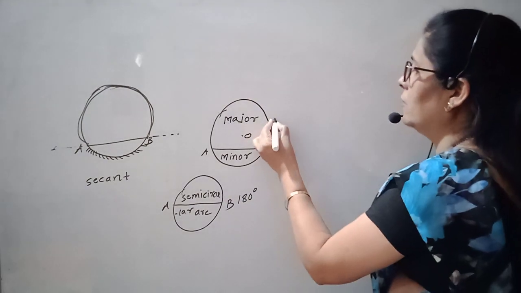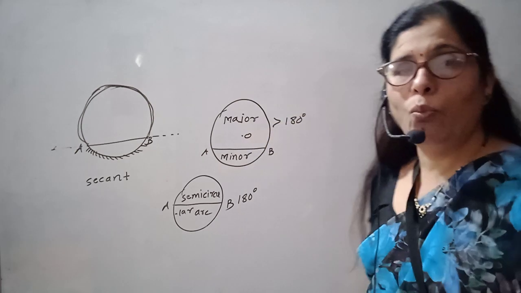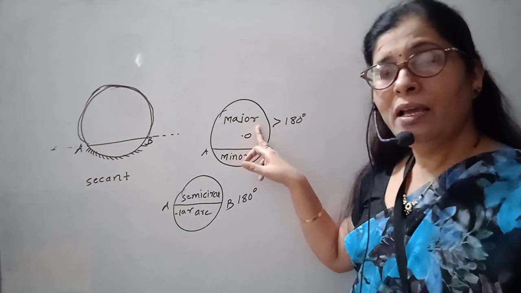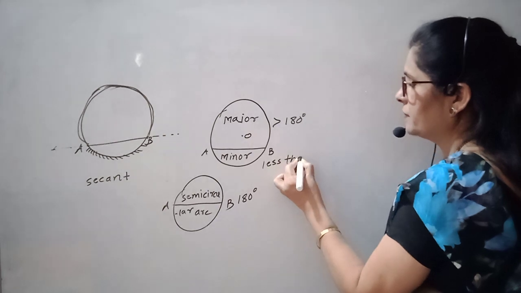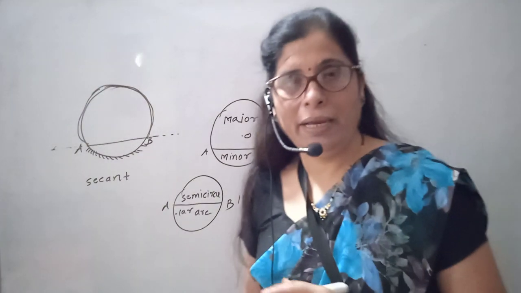If the measure of the arc is more than 180 degrees, then it is a major arc, and if it is less than 180 degrees, then this is the minor arc.